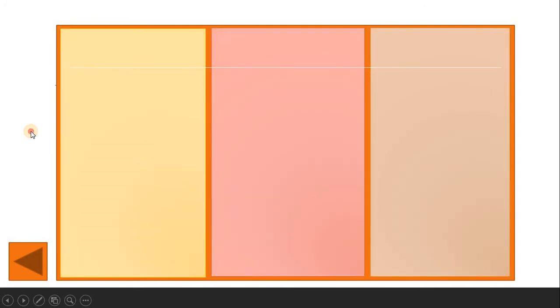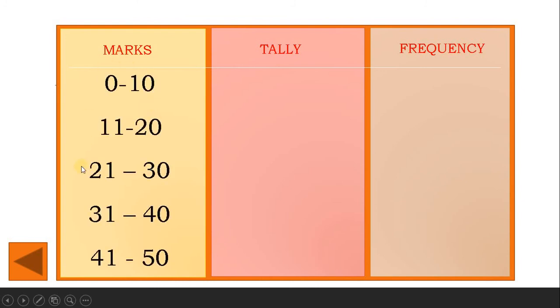First, you're gonna make a big table again, divide it into 3 columns, and the first column will be marks, since we are talking about marks. The second one is tally, and the third one is frequency. So in here, the marks we are talking about, we did a grouping. So in here we have classes, class 1, 2, 3, 4, 5. We have 5 classes all in all.